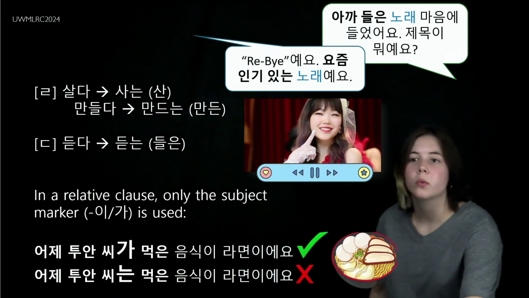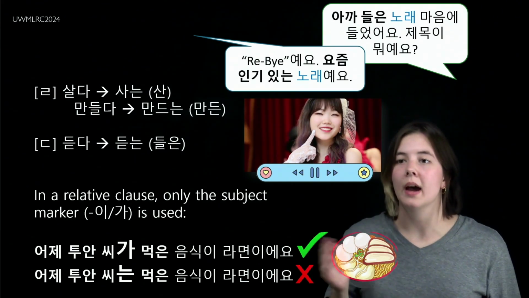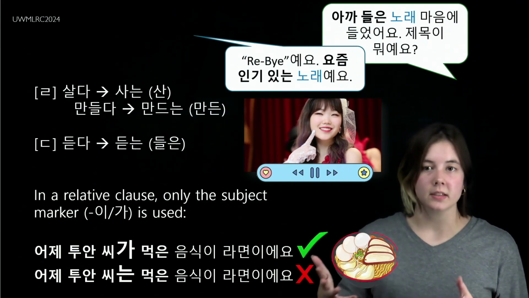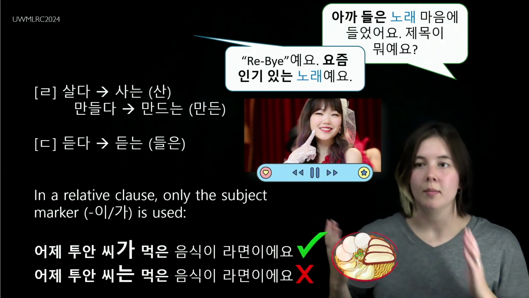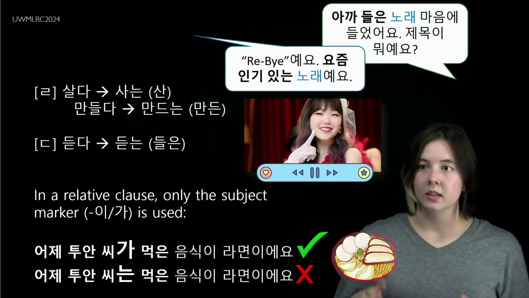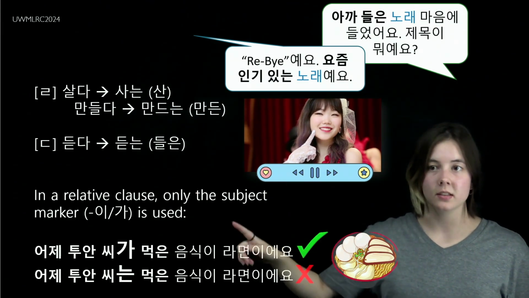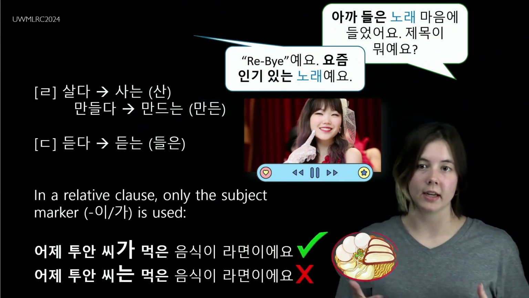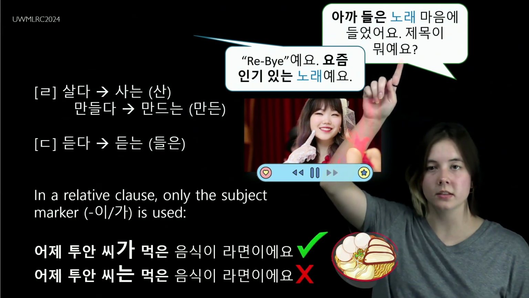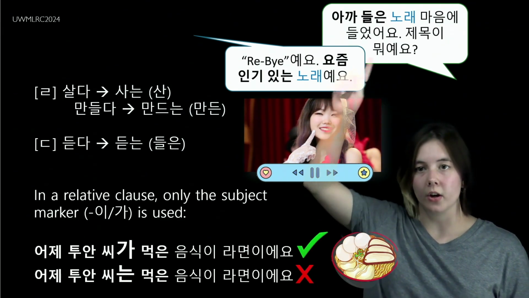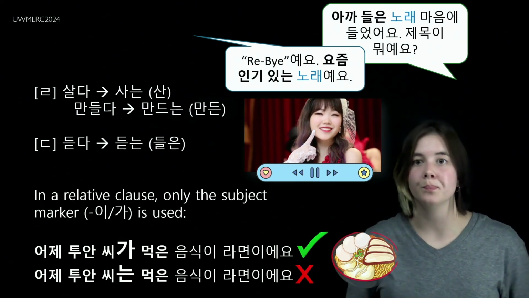Here are some more irregulars. So lil irregular, you drop the lil, you add 는 if it's present tense, 니은 for past tense. So 사는, 산. 만드는, 만든. Tigger irregulars, you just slap 는 on there if it's present tense, so 듣는, or if it's past tense you have to conjugate it into 들은. So 아까 들은 노래, the song, that's the noun, that I heard earlier. 아까 들은, that's the modifying phrase.